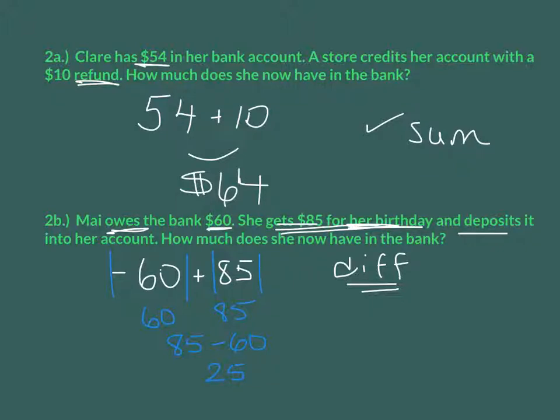And now the part that sometimes people forget is that we take the sign from the larger absolute value. The larger absolute value is right here. It's my 85, and that is a positive number. So that means my final answer remains positive at $25.